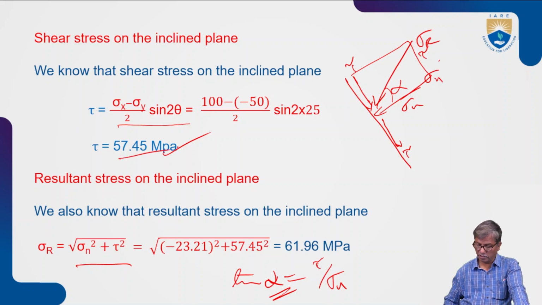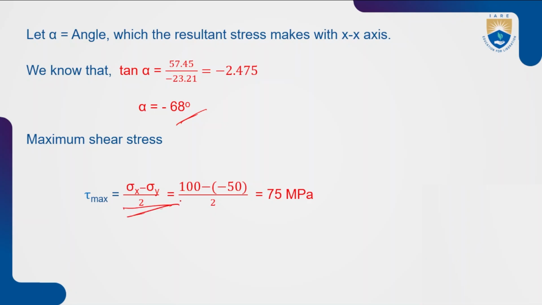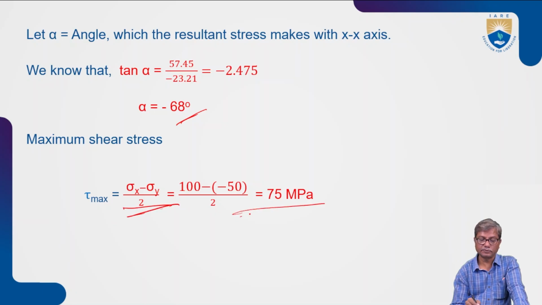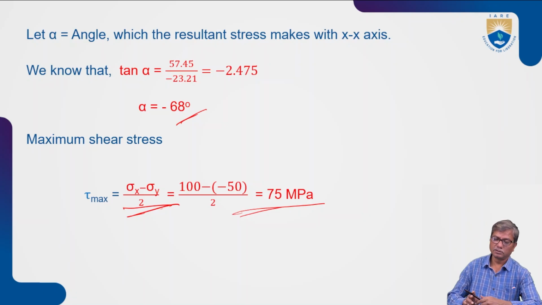And what is the maximum shear stress? Maximum shear stress direction is 68 degrees. And how about the magnitude of maximum shear stress? 75, sigma x minus sigma y by 2, 75 megapascals. Okay. Yeah. So these problems can be solved by graphical method also.